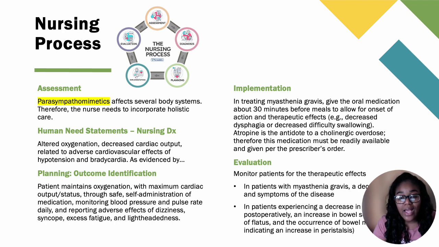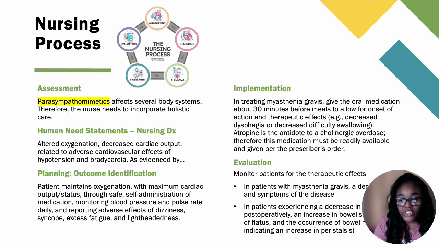In treating our conditions, we talked about two different ones: myasthenia gravis and Alzheimer's disease. You want to make sure that you give the medication about 30 minutes before meals in the case of myasthenia gravis to allow for the onset and action of therapeutic effects, such as decreased dysphagia or decreased difficulty in swallowing. You also want to be prepared to administer atropine as an antidote to the cholinergic overdose. You want to make sure that you have these medications readily available and give per the prescriber's order.